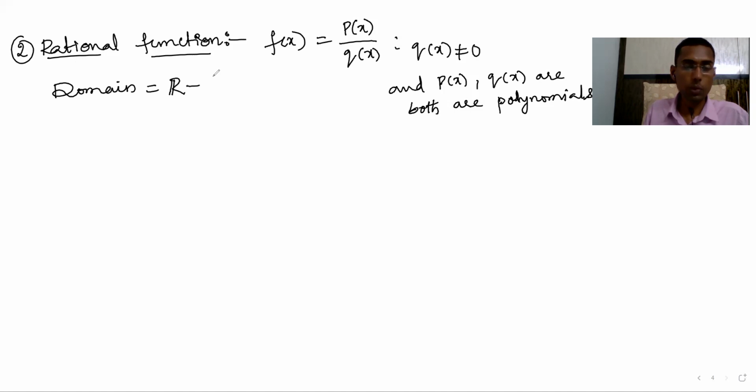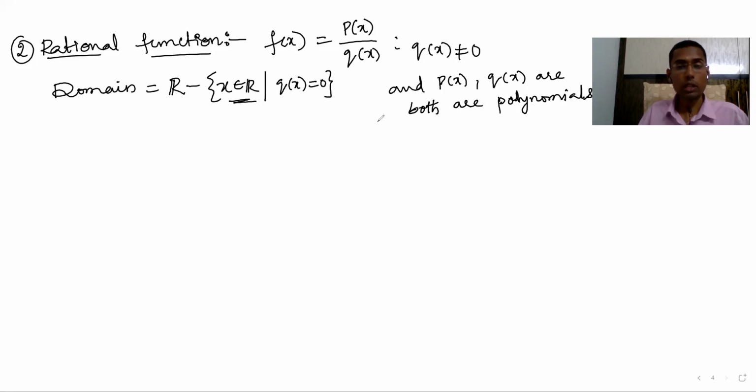All real numbers, but set off all those real numbers where q of x is 0. You should remove this much. Where q of x becomes 0, those x values you should remove, like previously we did. Like this we write. Domain means set of all real numbers minus set of all real numbers where q of x is 0. Where q of x is 0, those x values you should remove.